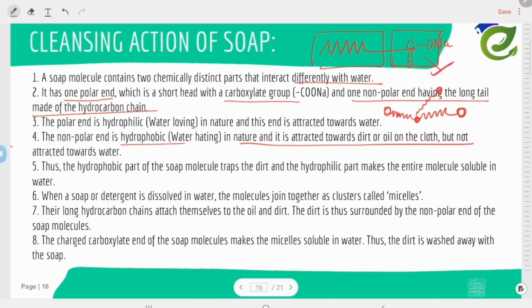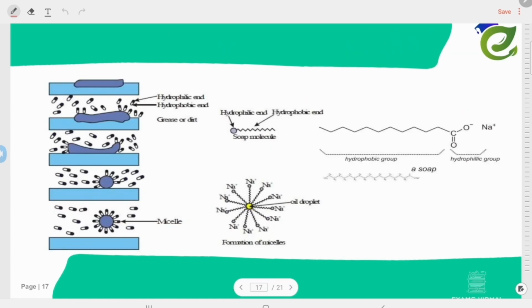Therefore, the dirt is always surrounded by the hydrophobic part and the hydrophilic part is surrounded by water. The charged carboxylic end of the soap molecule makes the micelle soluble in water, thus the dirt is washed away. Here we see the hydrophobic part is attached to the dirt and the hydrophilic part is towards the water. And this is called a micelle.